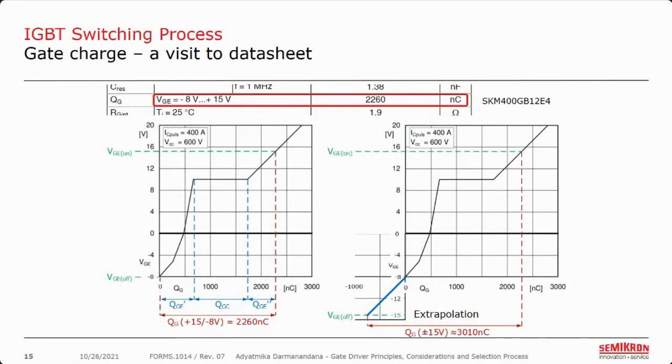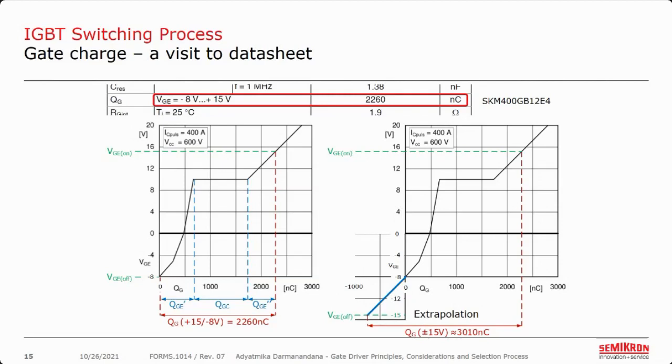But a more practical way of determining the driver output power is to use the gate charge given in an IGBT datasheet. If you take the datasheet of Semitrans 3 as our example, we get a gate charge of 2,260 nanocoulomb for a gate voltage from minus 8 volt to plus 15 volt. In the diagram section of the datasheet, you will also get a diagram where it shows the increasing voltage with accumulated gate charge.